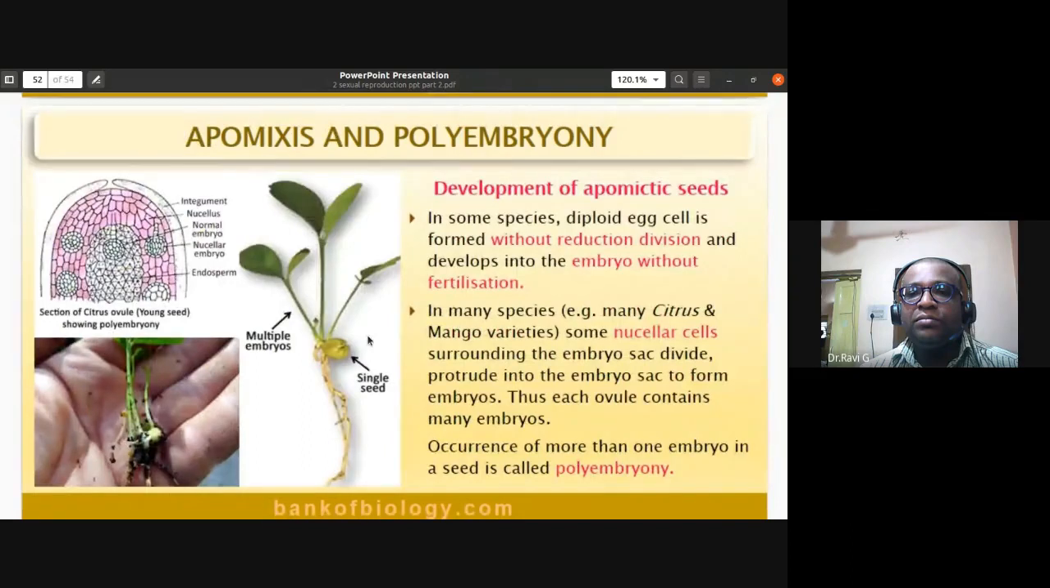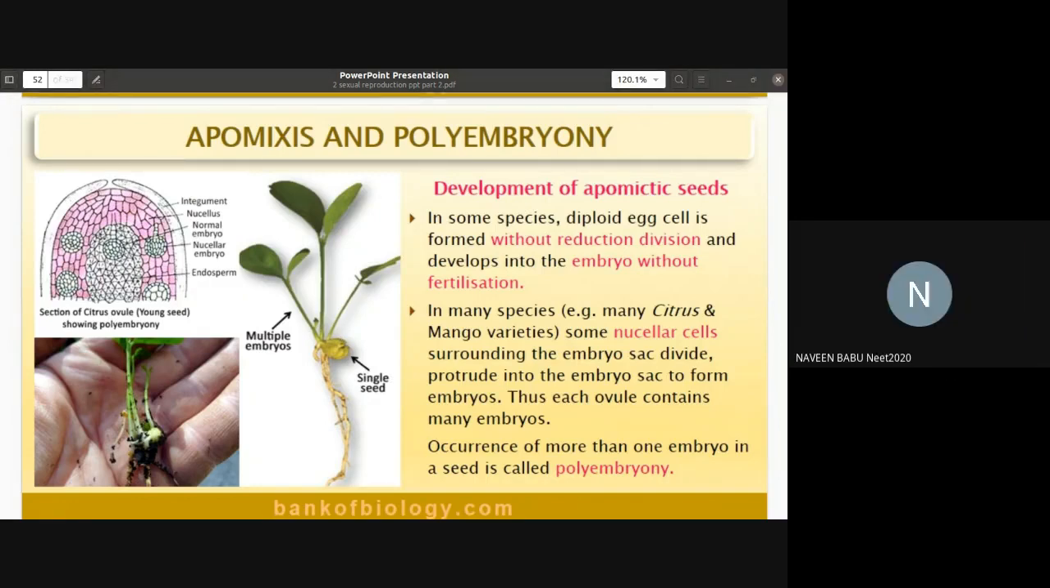So how do we develop apomictic seeds? So what is apomixis? Any doubts you have?